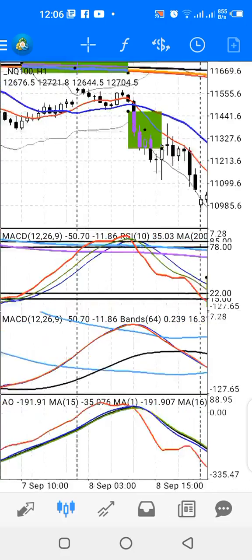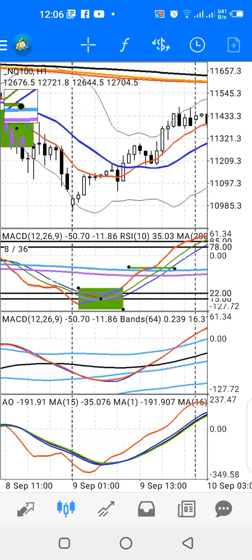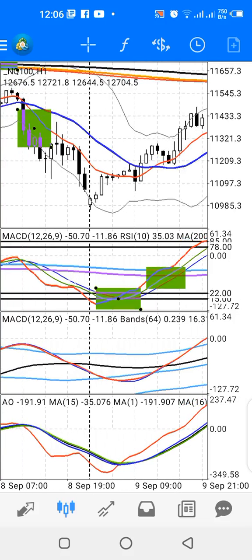Okay. And then for when to buy, when you have it turning at the 15 and 22 RSI level, confirmation is when it crosses above, like you have around here.